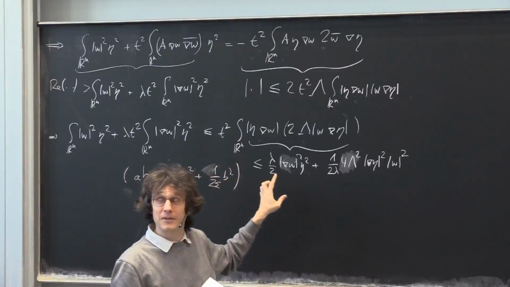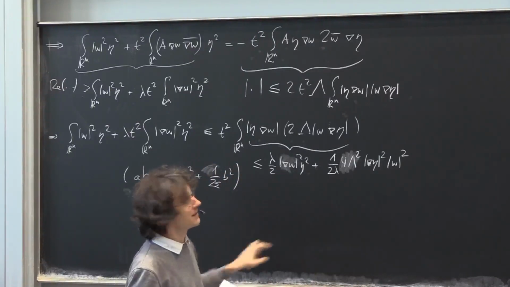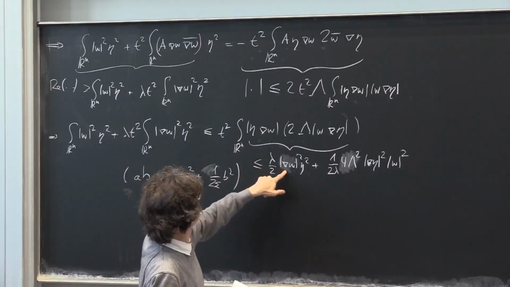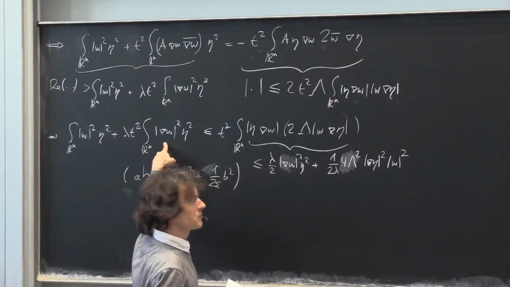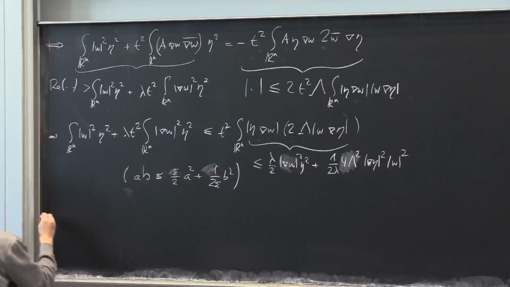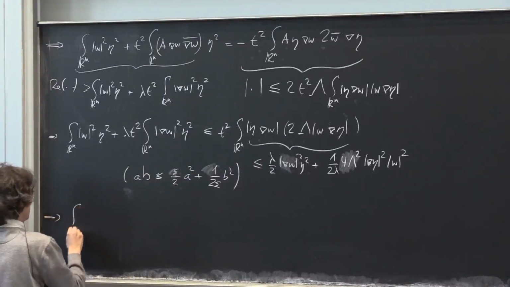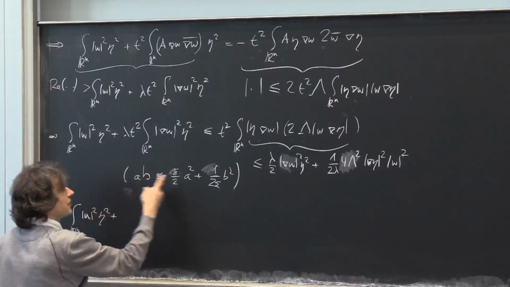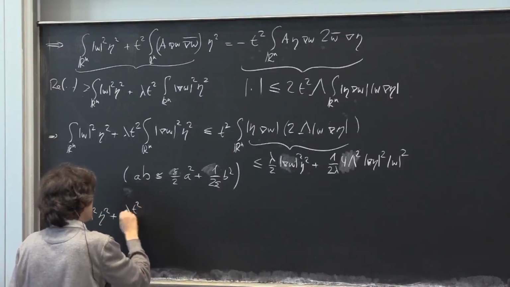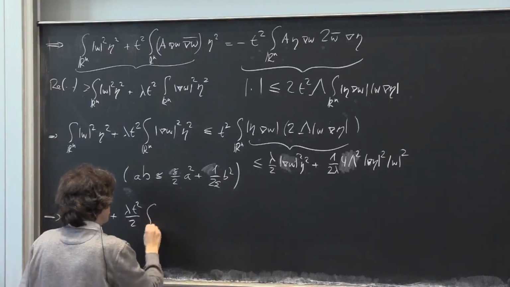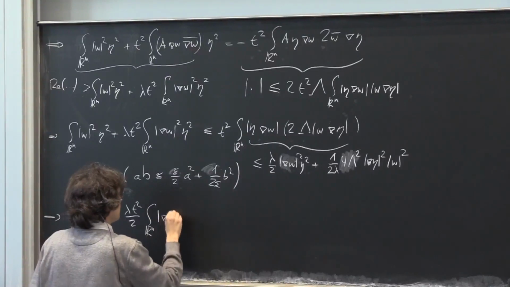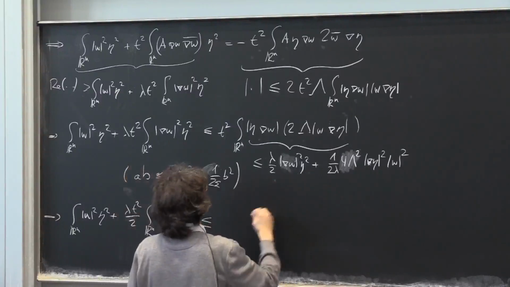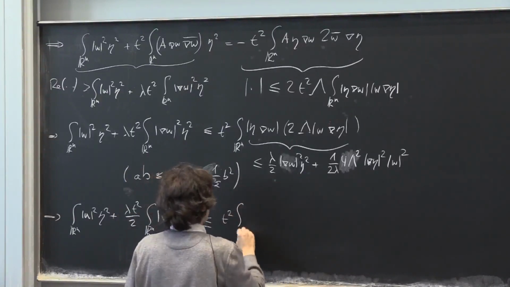And this is the first step in this challenge, to get all the etas to the left-hand side. So this is lambda t squared over 2, and this is exact. I can absorb this to the other side. So this gives me the integral over R^n of w squared eta squared plus, now take this to the other side, lambda t squared over 2 times the integral over R^n of the gradient of w squared eta squared is less or equal, and we are only left with this one, t squared times the integral over R^n.